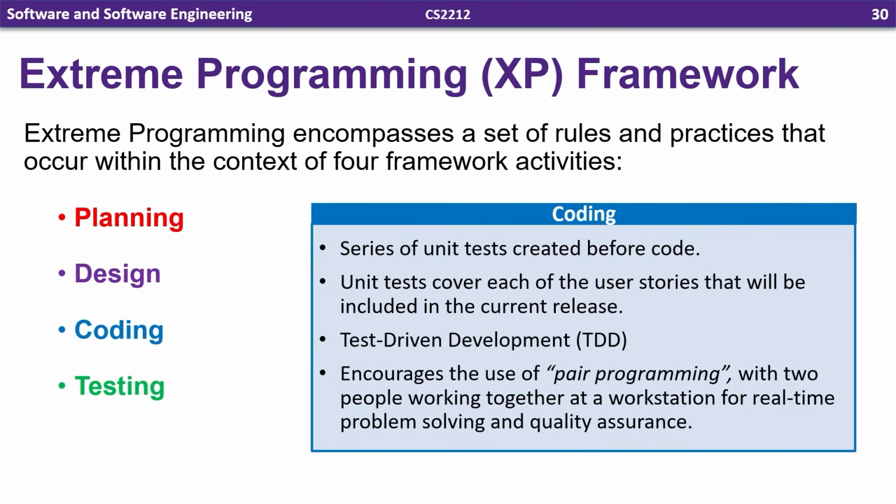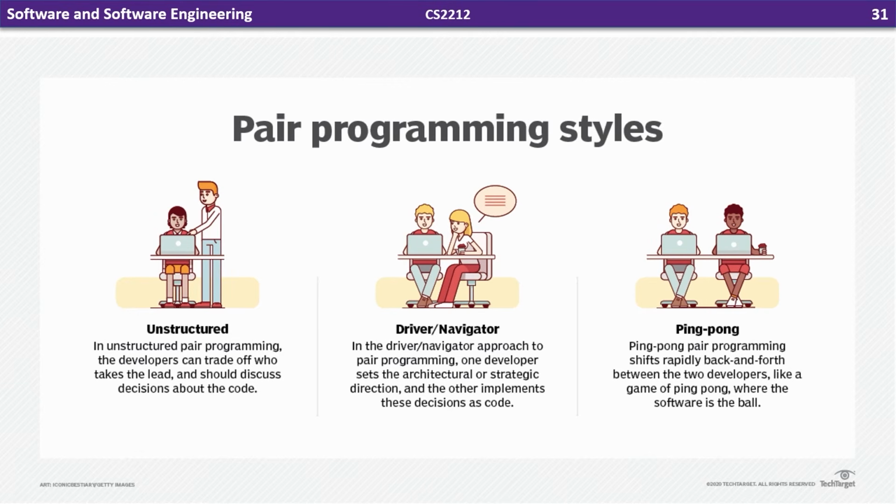And when we develop software in this way, where we're writing the tests first, this is something called test-driven development, or TDD. The other thing it encourages during the coding phase is pair programming. This is when two people are working together at a workstation for real-time problem solving and quality assurance. There's a number of different ways pair programming can be implemented, different styles different organizations can take, and it usually depends on how the team has adopted it to their own processes.